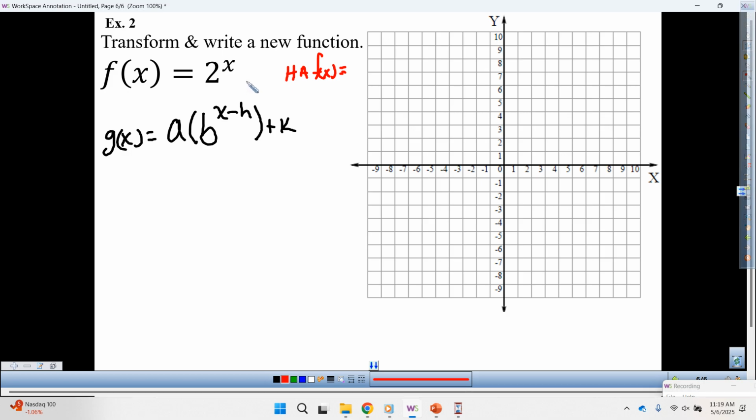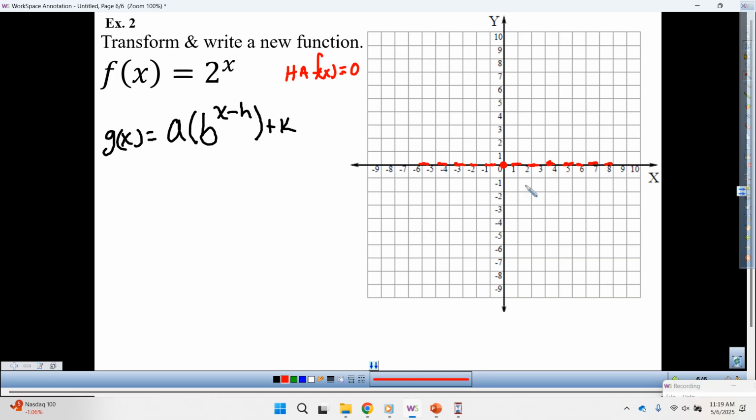So now that we have it like that, tell your neighbor what the HA is for this parent function. What is our HA? Caesar, HA. 0. That is correct because there's nothing here. So plot it at 0. Get our HA, or horizontal asymptote. There it is.